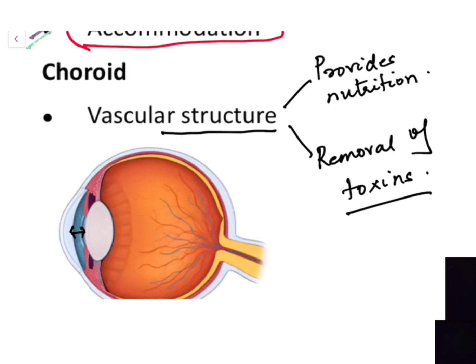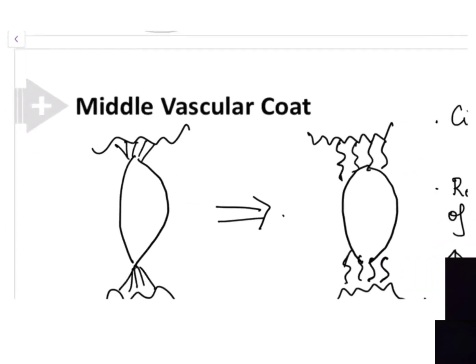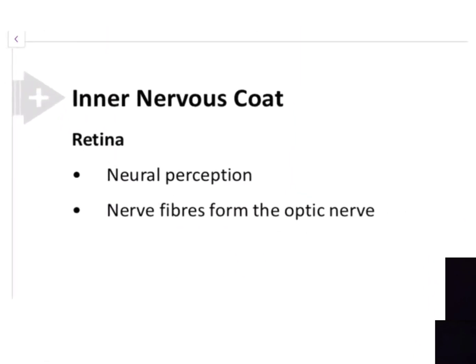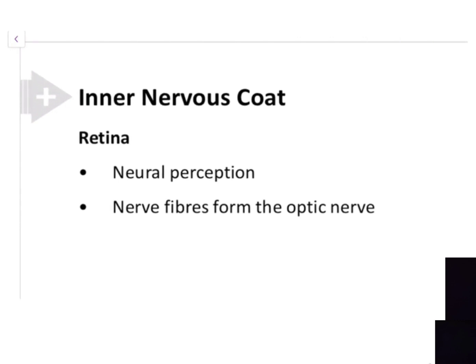So we learned what are the functions of the iris, what are the functions of your ciliary body, and also the choroid. Now let's come to the innermost coat, which you all have learned by now is the retina. It is the neural tissue of the eye. And what do you think it does? We all know that this neural tissue receives the light impulse, and it is responsible for neural perception. It receives the light, converts it into an impulse, and this is then transmitted to the brain via the optic nerve. So this neural perception is the function of the inner nervous coat.